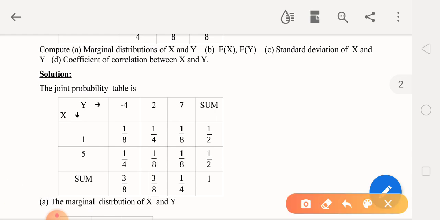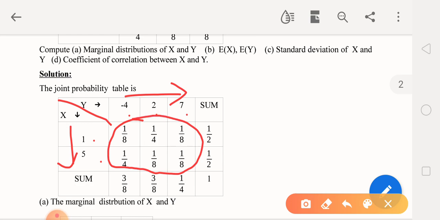So I have considered a table where downwards I have the values of x and horizontally I have the values of y. Given values of x and y, we have written x equal to 1, x equal to 5, y equal to -4, y equal to 2 and y equal to 7. And these probabilities are already given: 1 by 8, 1 by 4, 1 by 8, 1 by 4, 1 by 8, 1 by 8. This much is already given. So find the sum.